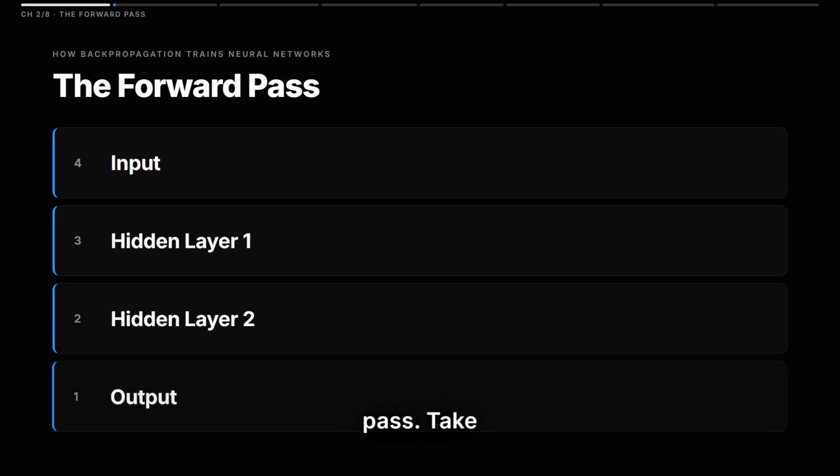Training begins with a forward pass. Take an image of a handwritten digit as the input. It enters the first layer, where each neuron computes a weighted sum of its inputs and applies an activation function to produce an output. That output becomes the input to the next layer, which does the same. Mathematically, the full computation is a nested function. For a network with L layers, you apply a weight matrix, activate, apply the next weight matrix, activate, and so on until the final output emerges. Each weight matrix is just a table of numbers, the parameters we are trying to learn.